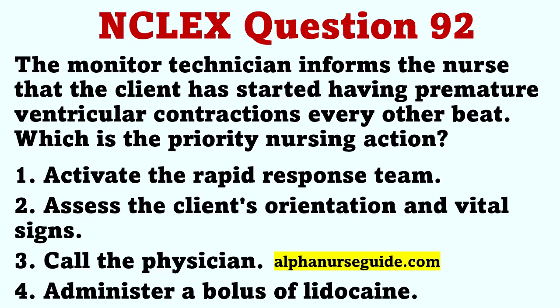The correct answer is 2. The priority action is to assess the client and determine whether the rhythm is life-threatening. More information, including vital signs, should be obtained, and the physician should be quickly notified. A bolus of lidocaine may be prescribed to treat this arrhythmia. This is not a code-type situation unless the client has been determined to be in a life-threatening situation.